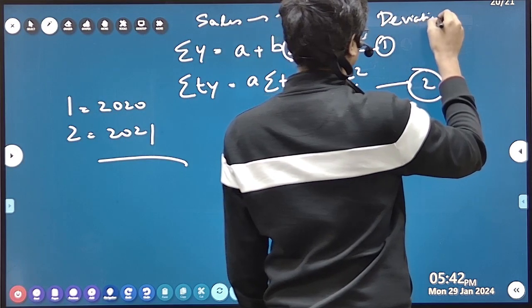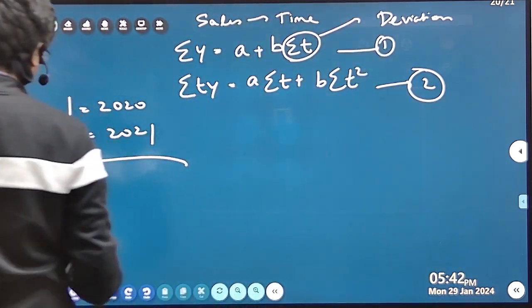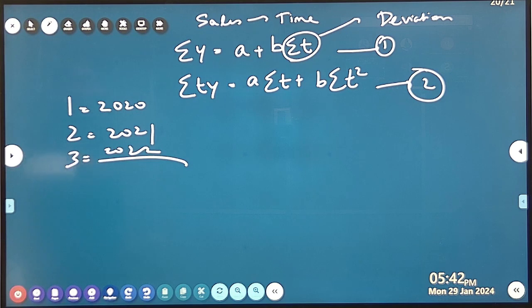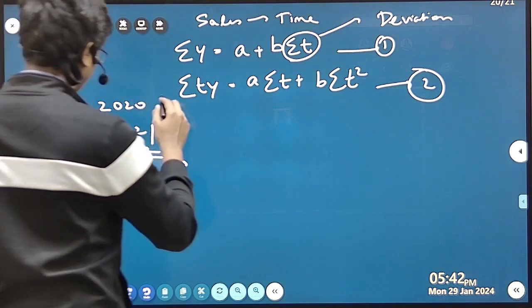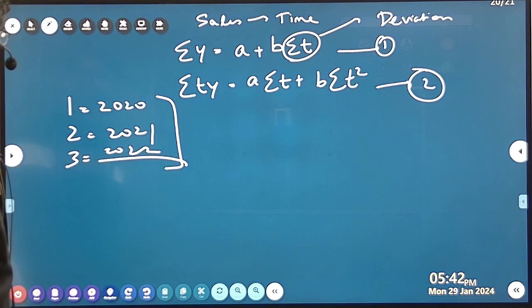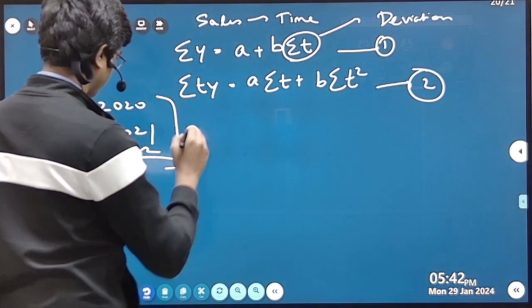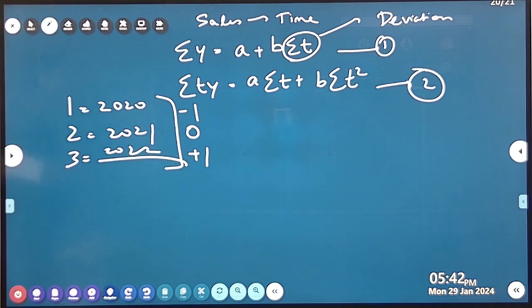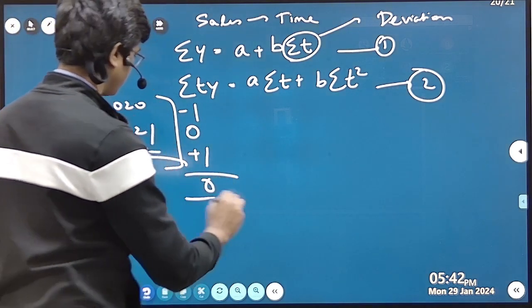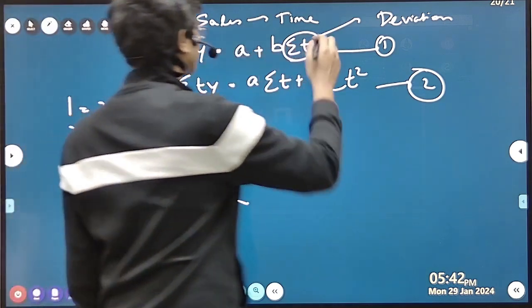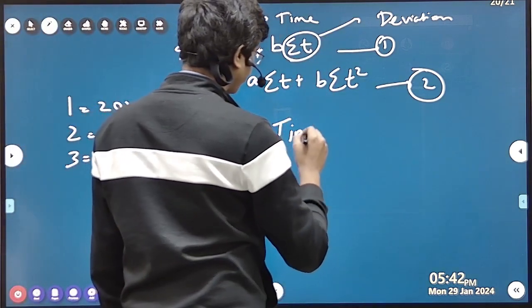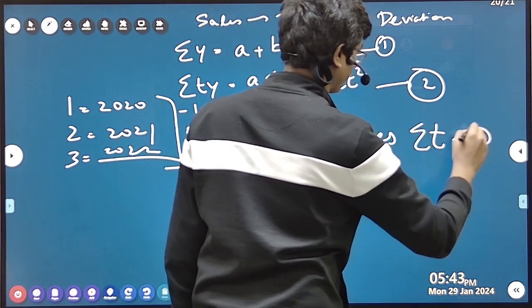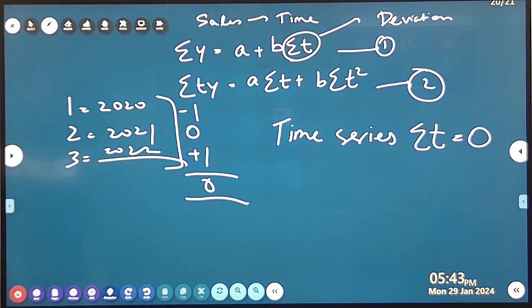Deviation in time. Okay, so what I will do, I will assign, so if I have 3 years, 2022, right? I have 3 years. I will have to assign numbers to these years in such a way that the deviation, the sum, will be 0. So I will say this is my 0th year, right? This is my 0th year, and this 2022 will be my +1, and this will be my -1, right? So now if I sum, it will be 0. So in a time series, sigma t is always 0, right? This is only in case of a time series. In time series, sum of my years is equal to 0, right?